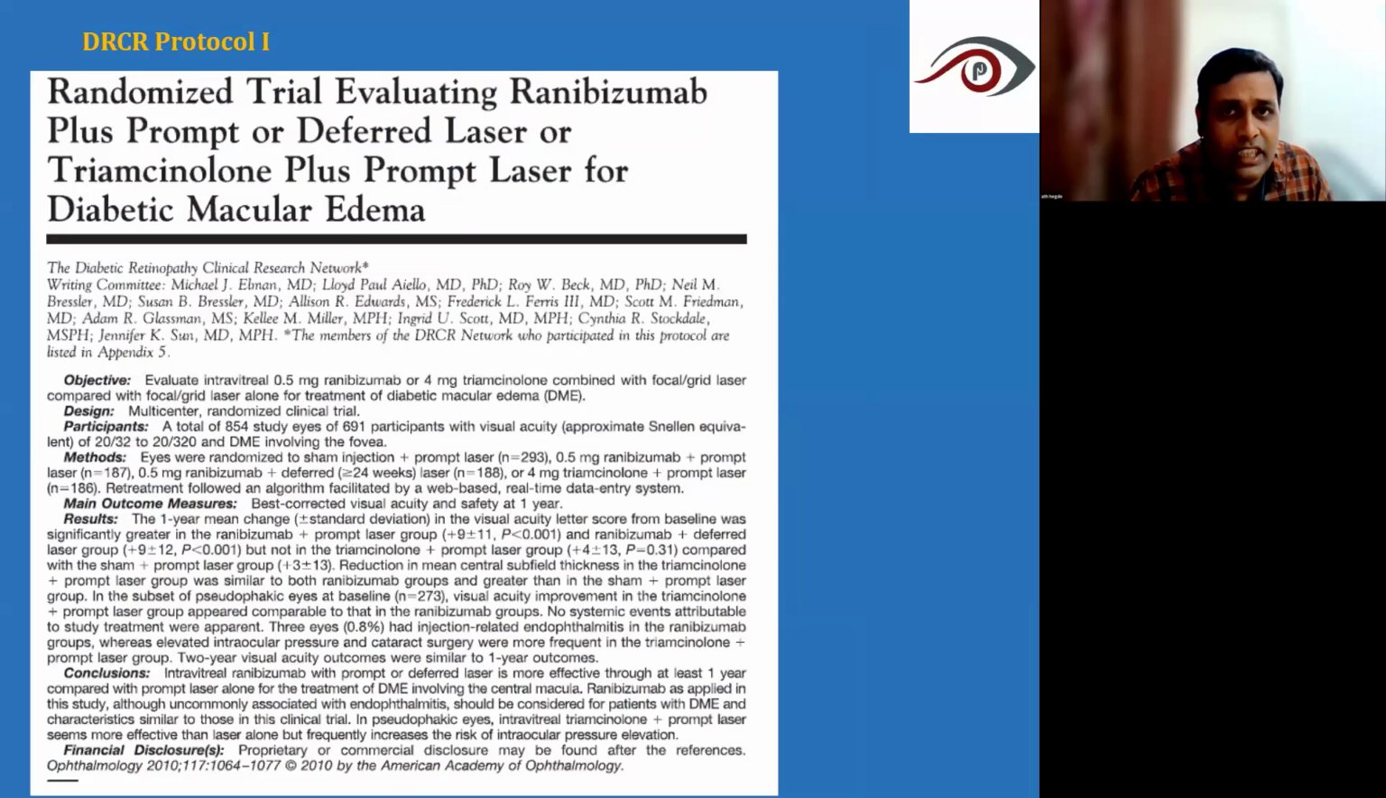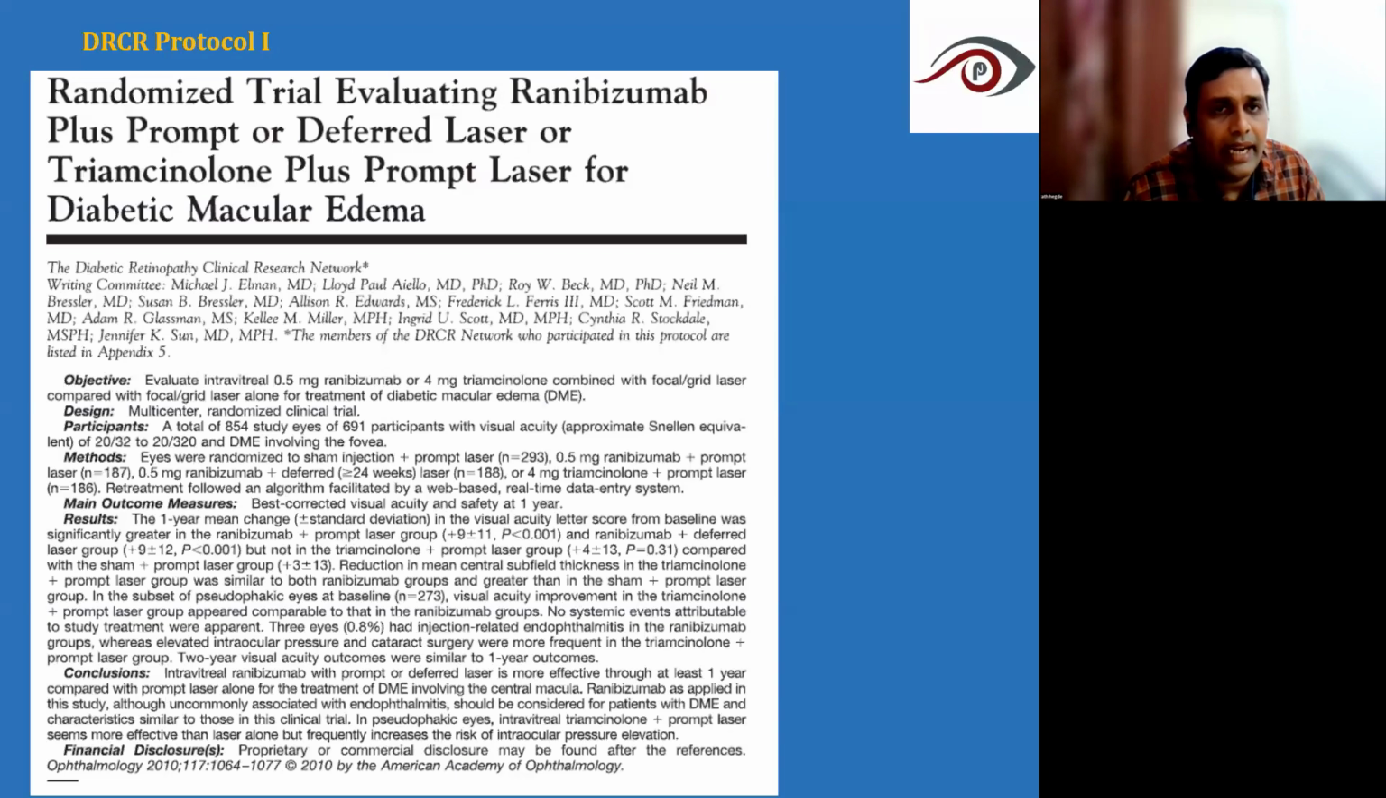Another trial where they showed ranibizumab plus prompt or deferred laser versus triamcinolone plus prompt laser for the DME. In this case, if you see, if you do the laser promptly or if you defer the laser also, there isn't much difference whether you do the laser or you don't do the laser.